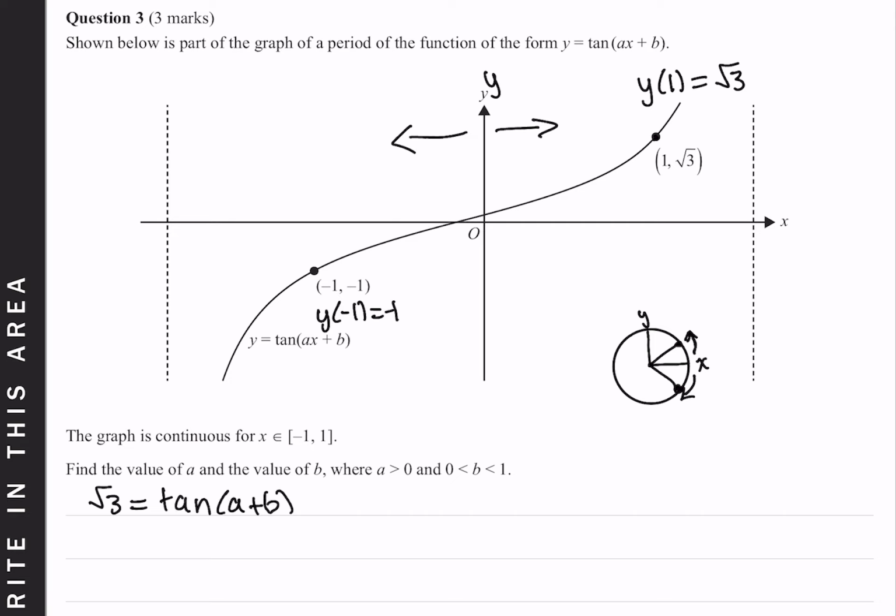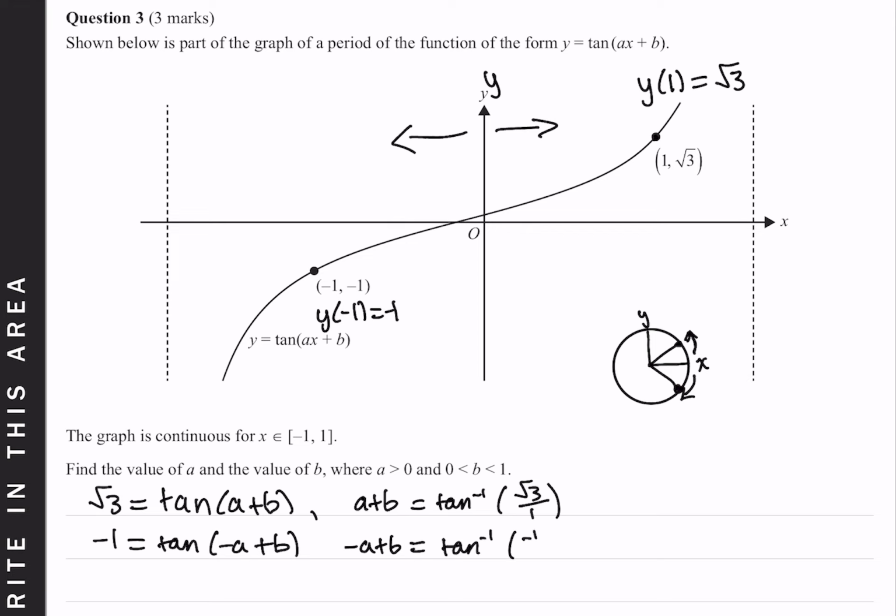So now we can set up simultaneous equations where we have two unknowns, a and b, and we have two equations. And then we use inverse tan to find the angle given by the side lengths root 3 and 1. And then we have the side lengths negative 1 and 1, because we know that root 3 is actually root 3 on 1.